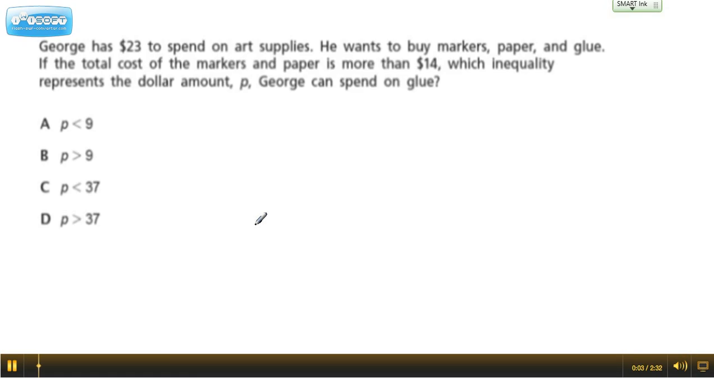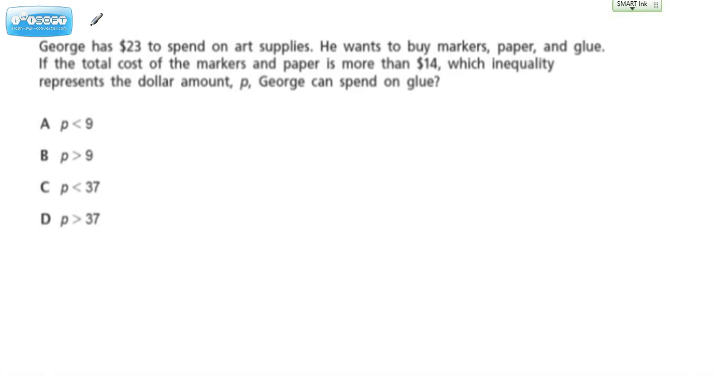We're looking at a question that I think is very difficult. George has $23 to spend on art supplies. He wants to buy markers, paper, and glue. If the total cost of the markers and paper is more than $14, which inequality represents the dollar amount P George can spend on glue?